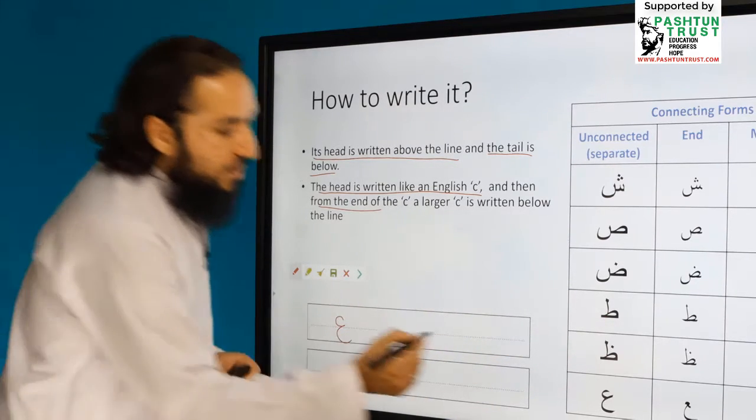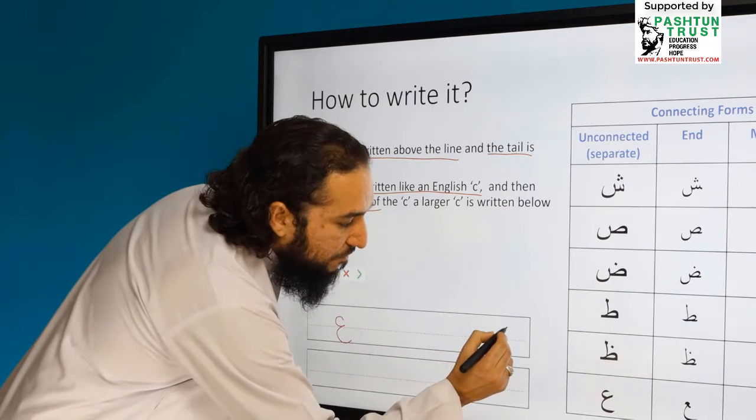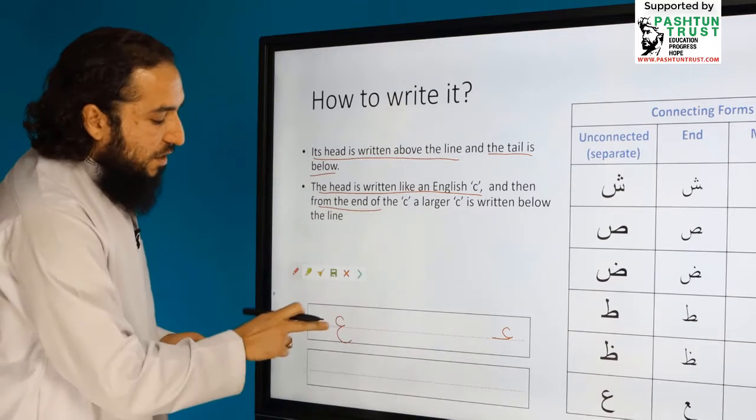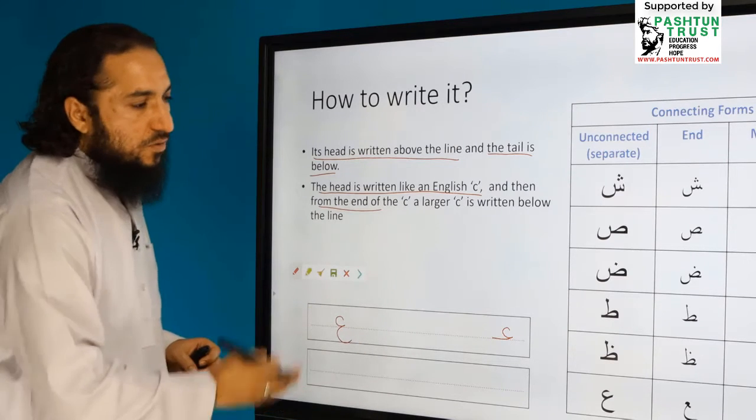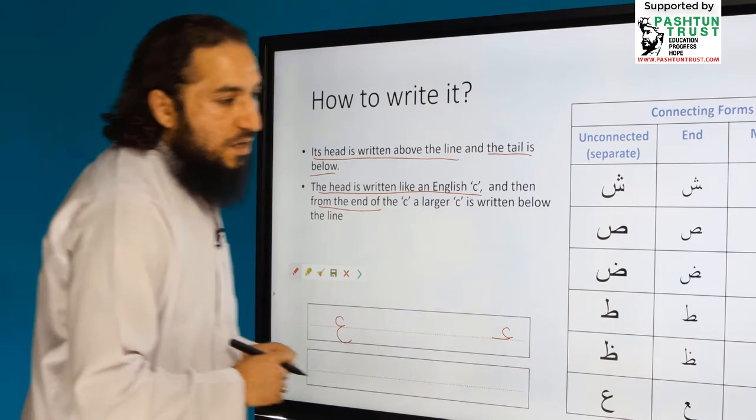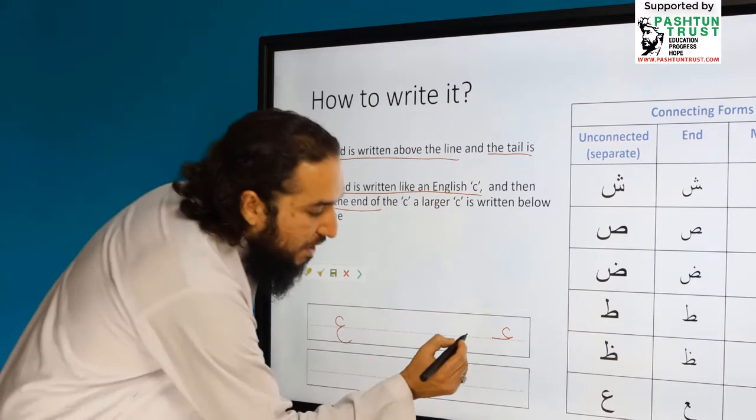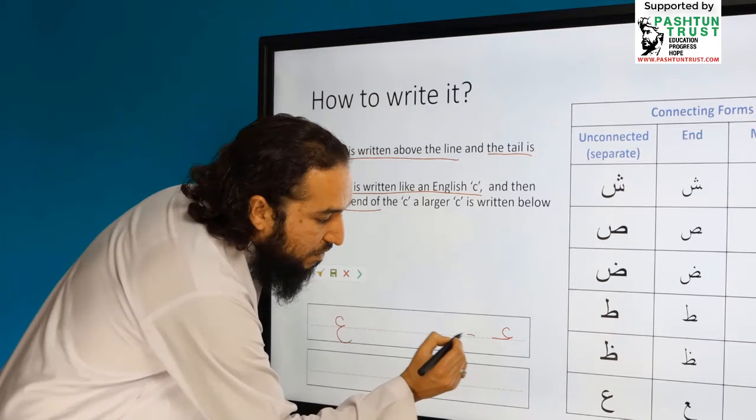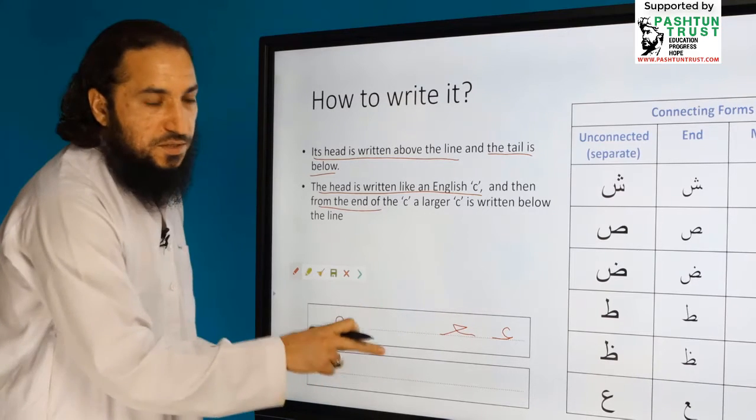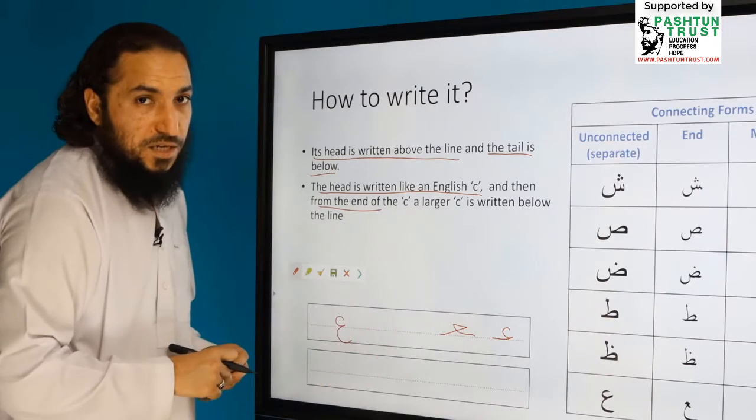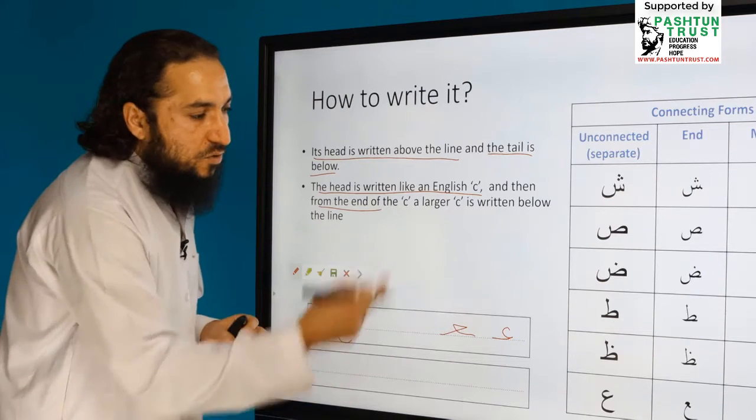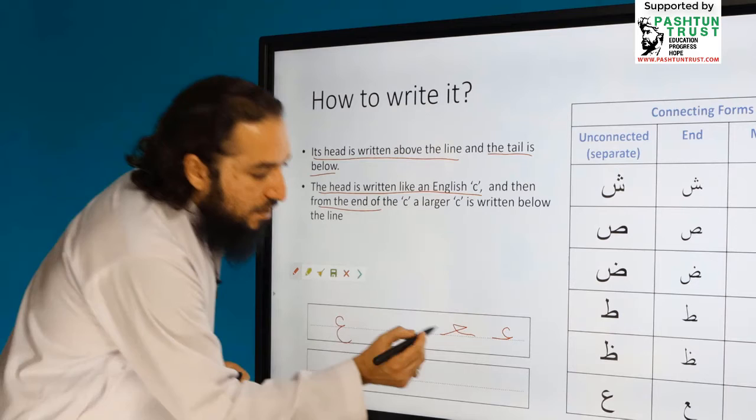But if you see the other forms, then you'll see differently. In the beginning it looks like this, but it remains on the line. In this case, the top remains on the line and the bottom below the line. If it is in the middle, then it looks like this. So you have to know the difference between this and another letter, meem, which will be similar. You should know the difference between this and that when it comes in the middle.